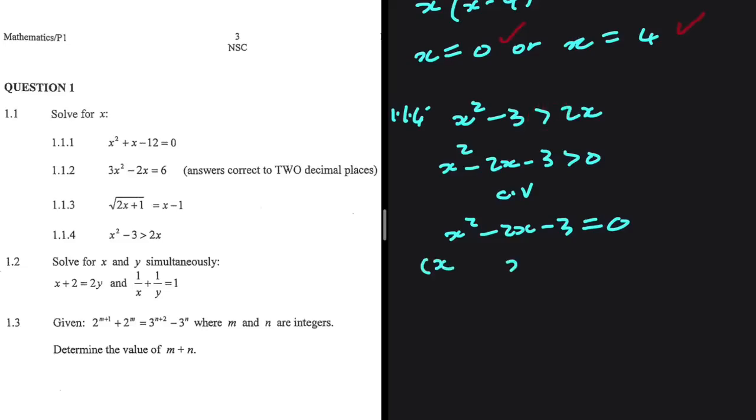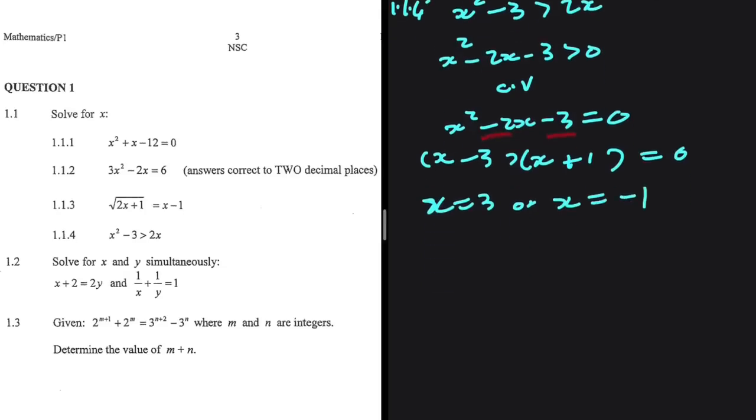So how can we factorize this? Two numbers which when we multiply we get minus 3 and when we add we get minus 2. That is minus 3 and plus 1. So x minus 3, x plus 1 is equal to 0. So x is equal to 3 or x is equal to minus 1. These are our critical values.